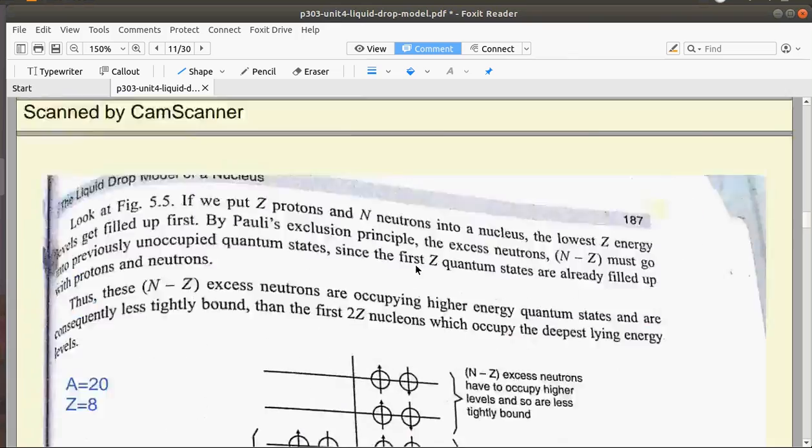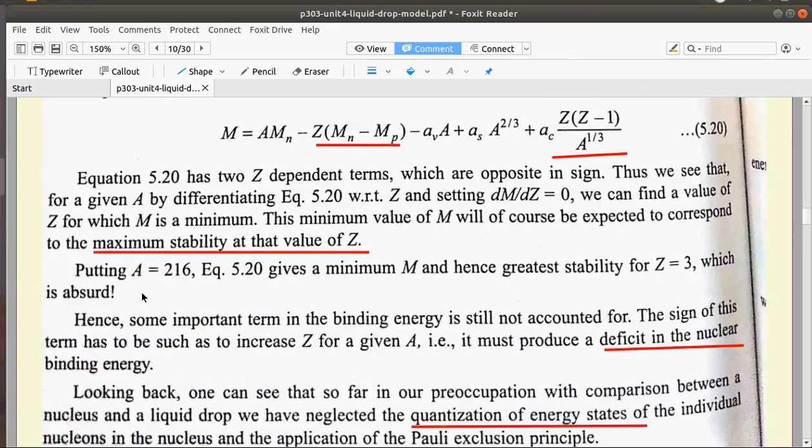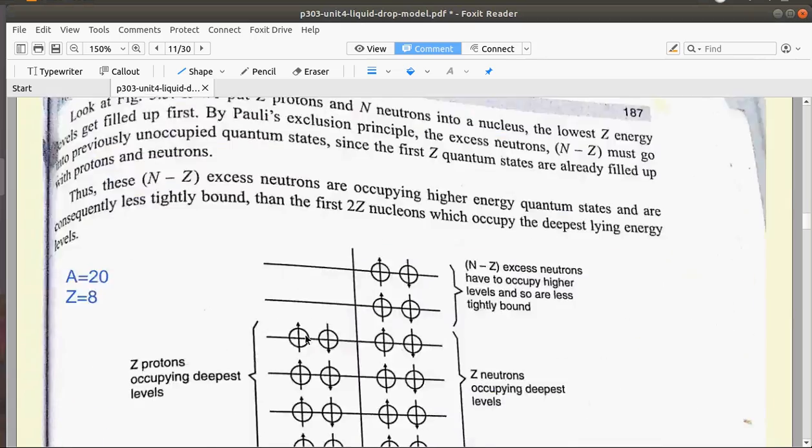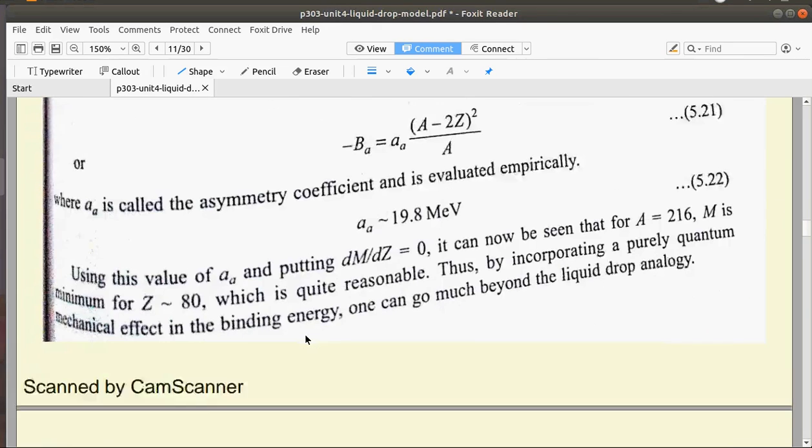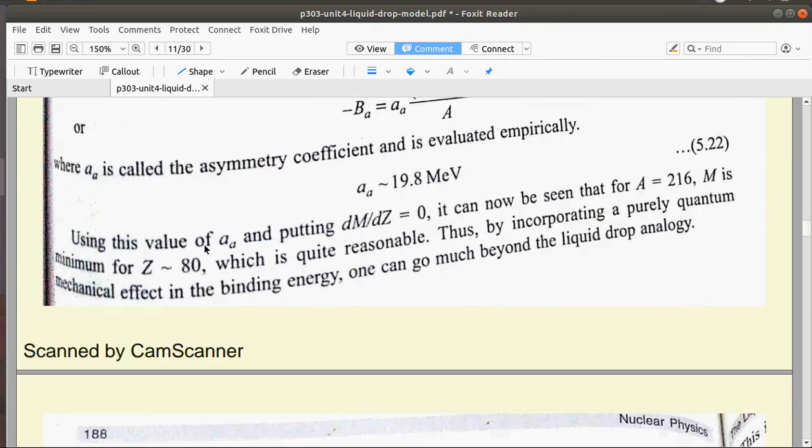Now if we go to the previous example of A equal to 216, what do we find? Using this value of AA and putting dM by dZ equals 0, we now find that for A equal to 216, M gives a minimum for Z equal to 80.